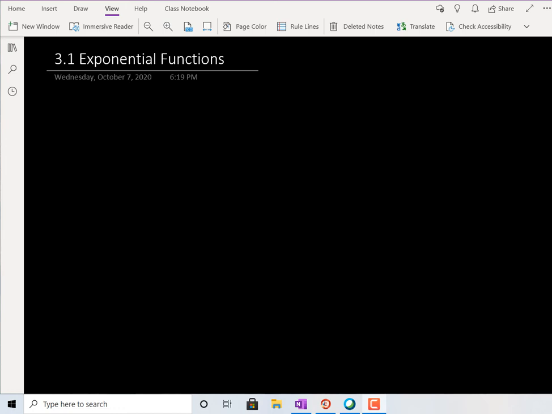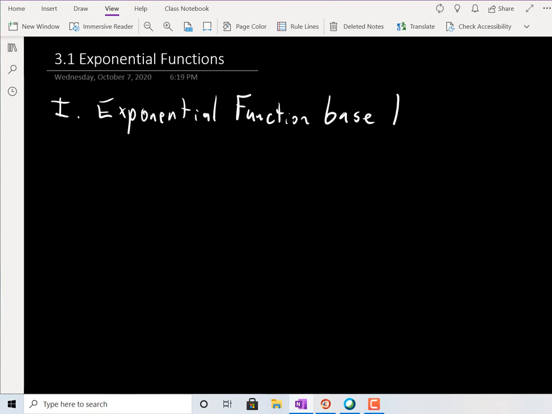Hi, welcome back. This is 3.1 on exponential functions in college algebra. Let's start out with just defining what they are. I'm going to give you some shape to your ideas. An exponential function, base b for boy. What do they look like? It'll look like this: f of x equals b to some variable x.